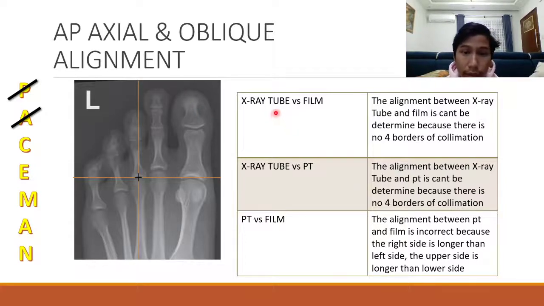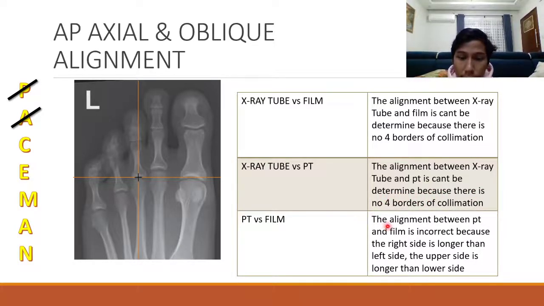The alignment of X-ray tube versus film. The alignment between X-ray tube and film cannot be determined because there is no forward collimation. The X-ray tube versus patient. The alignment between X-ray tube and patient cannot be determined because there is no forward collimation.